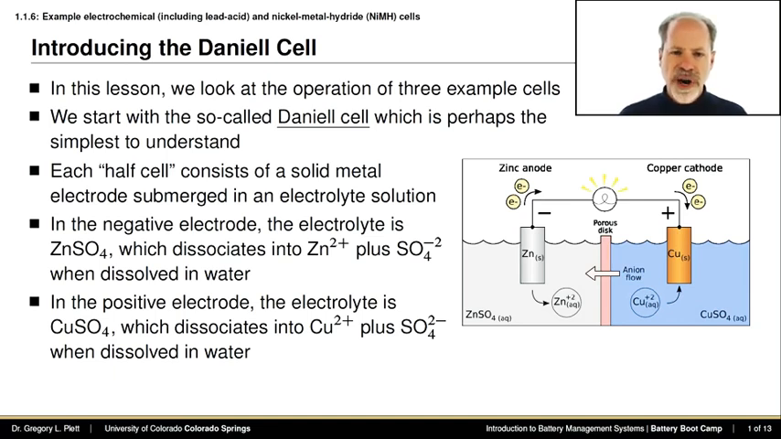The figure on the right-hand side of the slide shows a schematic of a Daniell cell. It has all of the components that I've already mentioned, and it also shows the separator, which is made from some kind of a porous ceramic disc that allows the negatively charged sulfate anions to move back and forth from one side of the Daniell cell to the other.